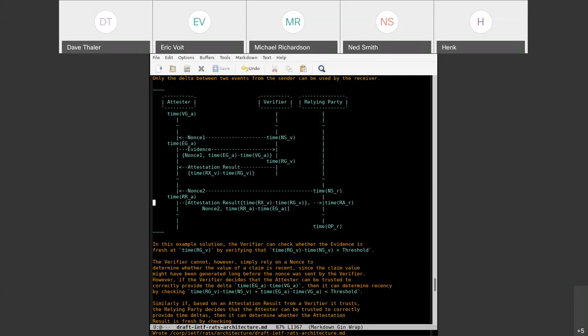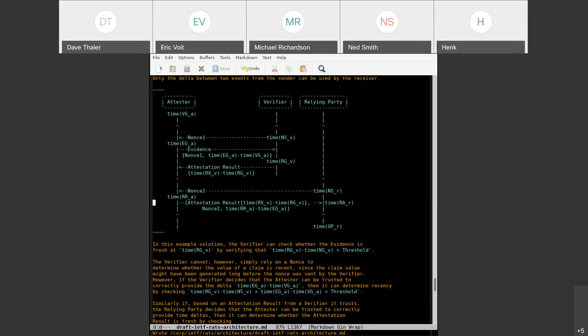Why? Because the time RRA minus time EGA, the EGA is before you sent the evidence, therefore the attestation result was after time EG. And so that second delta there bounds the freshness of the attestation result. Yes. Okay. So what you're saying is the verifier saying I couldn't have signed it before this time, which is what you're after. Correct. Because the verifier has vouched that the attester's computation is correct, right? It's attested, right? Yeah. So that means it can trust that delta is valid, or it would never have attested to the verifier, right?